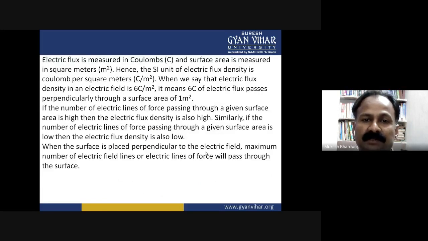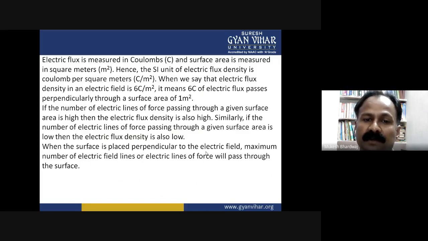Electric flux is measured in coulombs and surface area is measured in square meters. The SI unit of electric flux density is coulomb per square meter. When we say that electric flux density in an electric field is 6 coulomb per meter square, it means 6 coulomb of electric flux passes perpendicular through a surface area of 1 meter square.